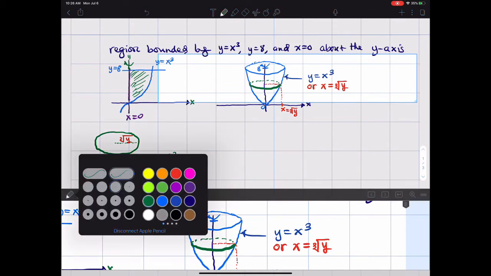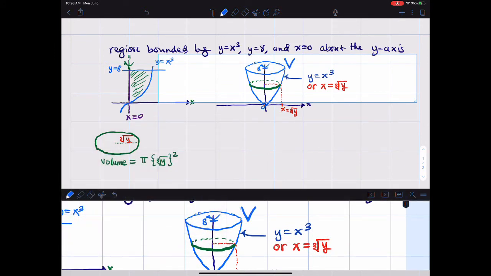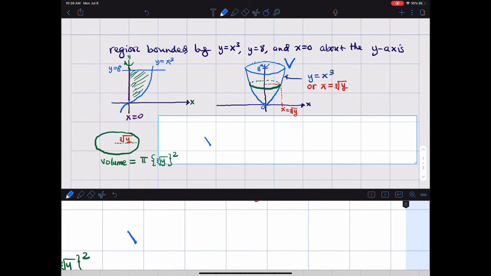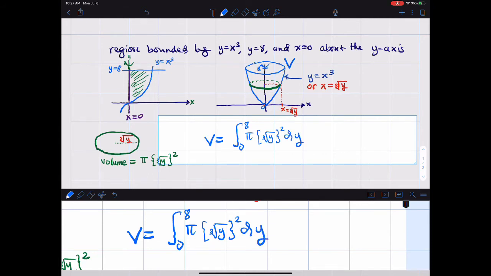So we're looking for a volume, this volume. So the volume now is going to be the integral from 0 to 8 of pi r squared dy. But our r squared is the cube root of y squared. Sorry, I said dx.